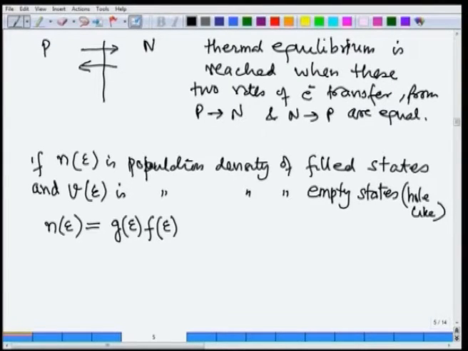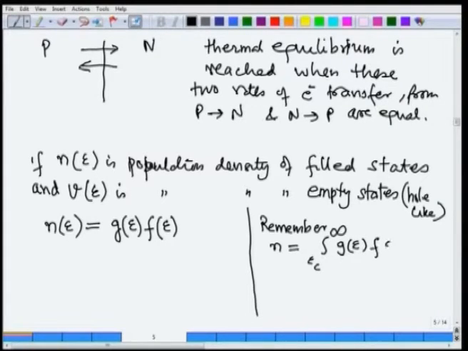Recall, if you have already forgotten, then remember we had calculated n as equal to the integral from Ec to infinity of g(E) f(E) dE. This is what we had integrated to calculate n when you are calculating equilibrium carrier statistics. So that is what we had done.